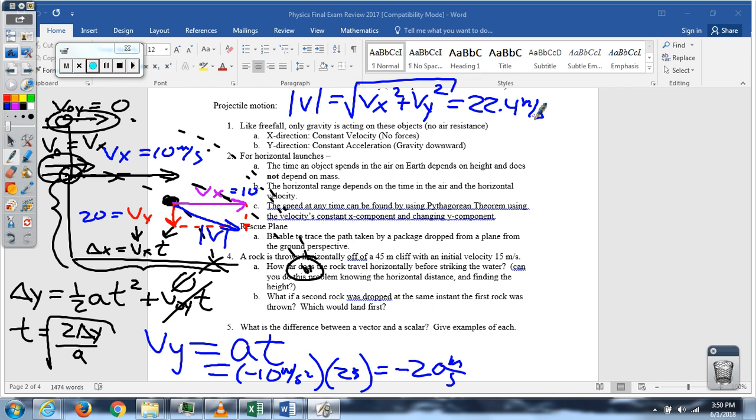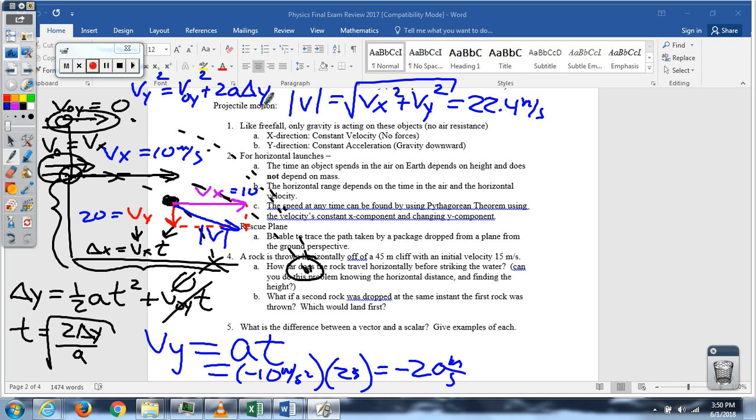Now, if you don't have the time, then you must have the change in the height, and you'd use the time independent equation. So the time independent equation is Vy squared equals Voy squared plus 2a delta y.